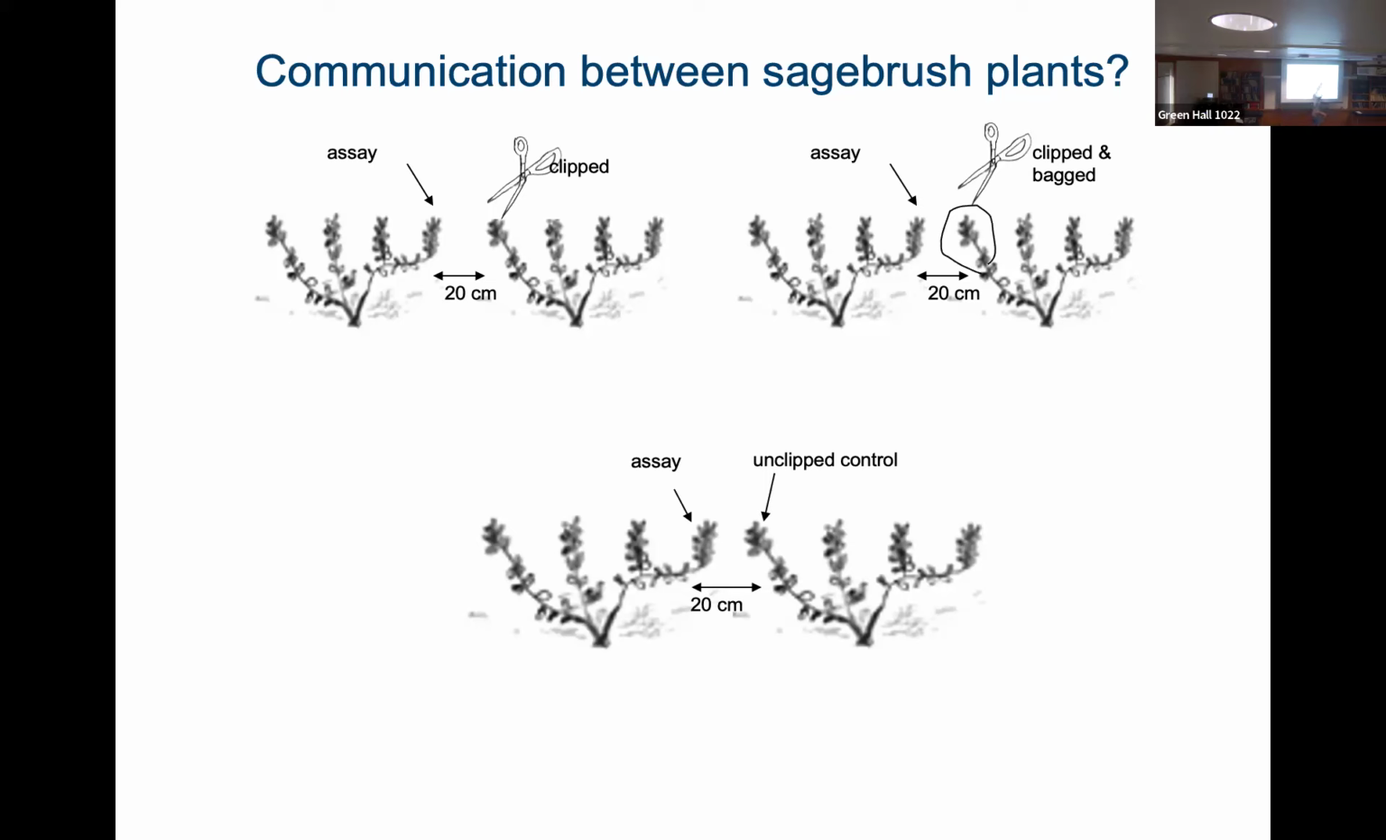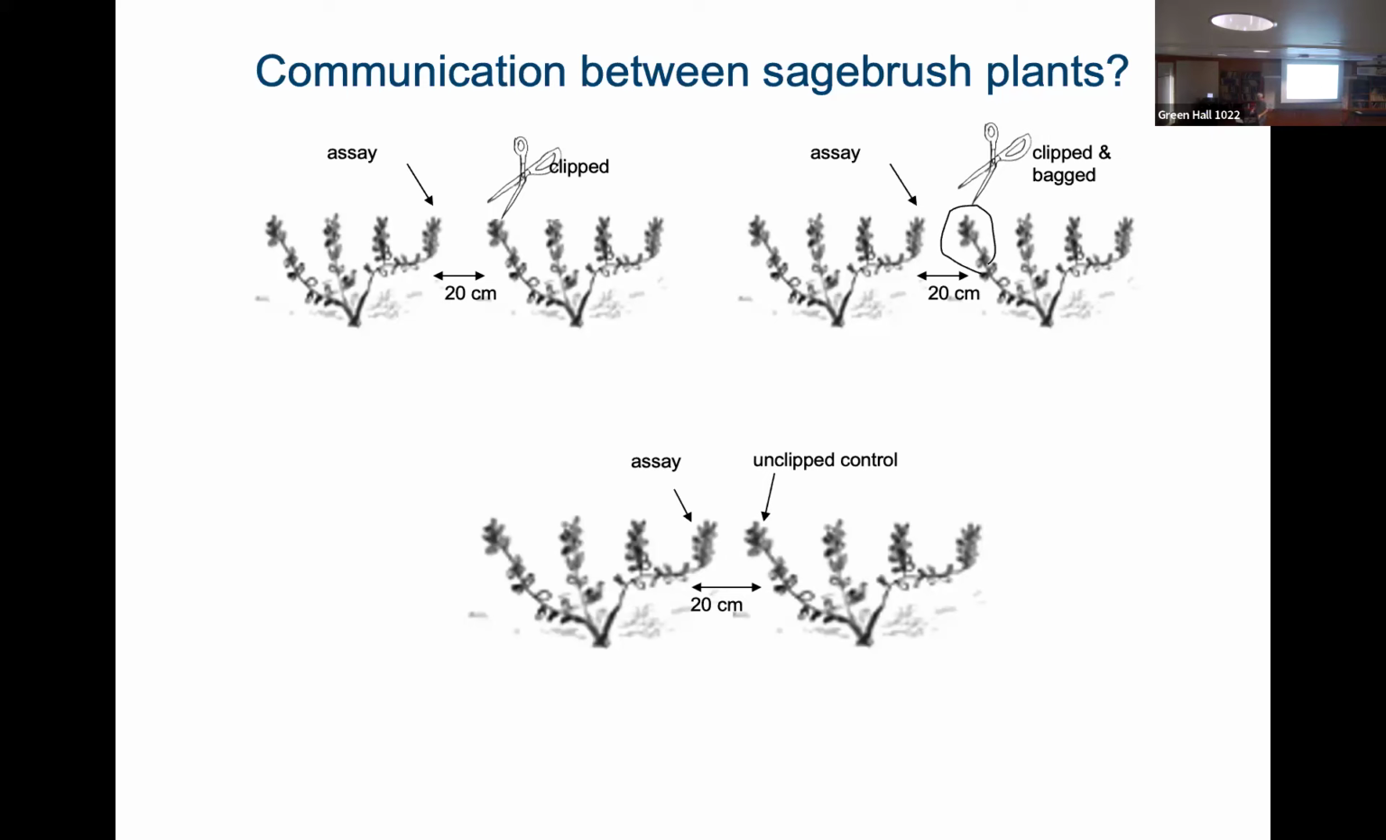And then I have plants that are clipped, but then I immediately put a plastic bag around them to reduce the release of these volatile cues. This is clipped and bagged. And again, I'm assaying a neighboring leaves on a neighboring branch. And then I have a control that never gets clipped.